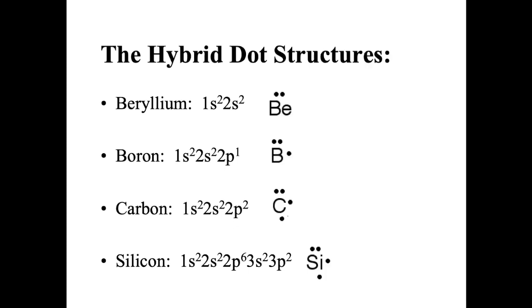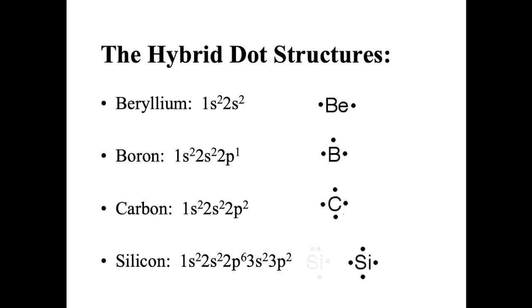So if we take into account that these 4 elements have hybrid orbitals, this is what their dot structures actually look like. Beryllium, its 2 electrons are spread apart in separate orbitals. Boron, all 3 in separate orbitals. Carbon and silicon, all 4 of them are in separate equal energy orbitals. And knowing this will make drawing the dot structures for their compounds much easier.